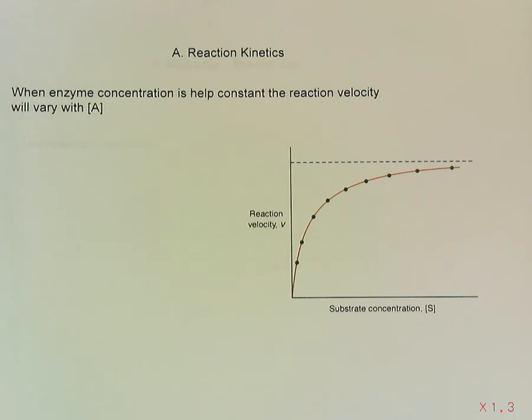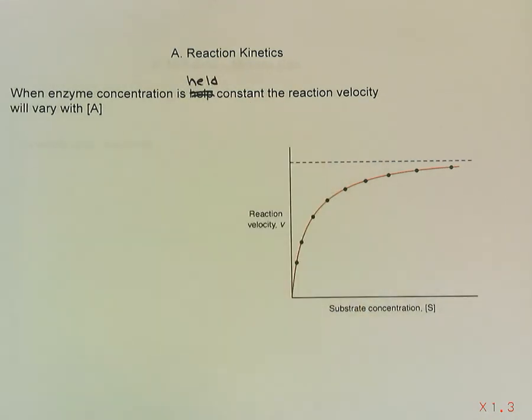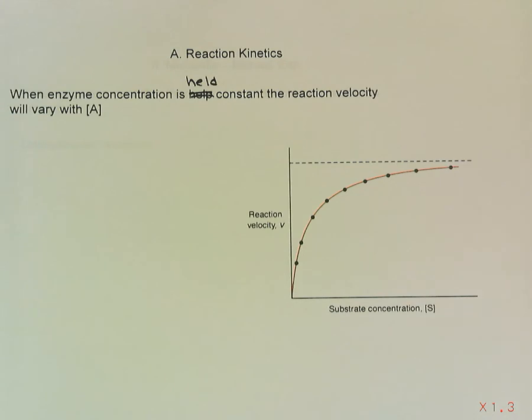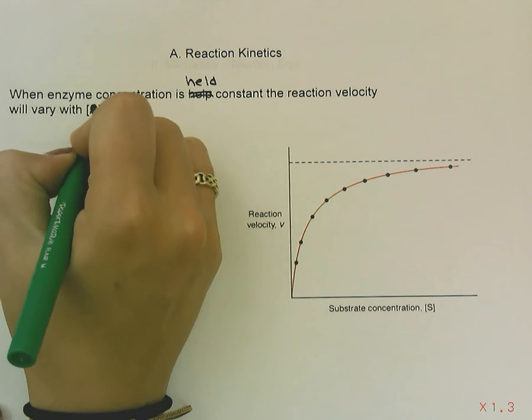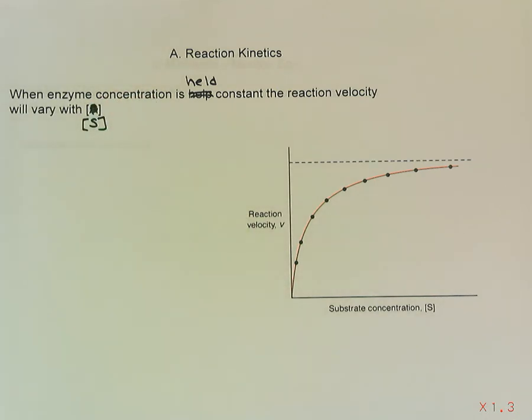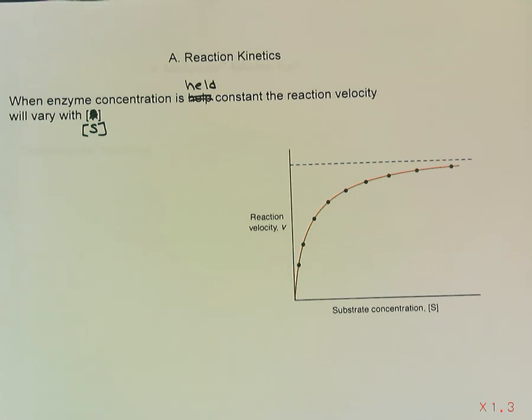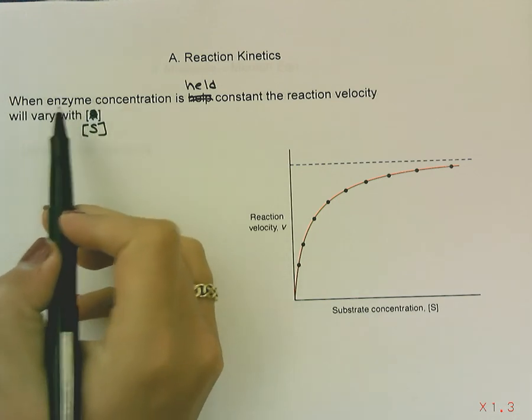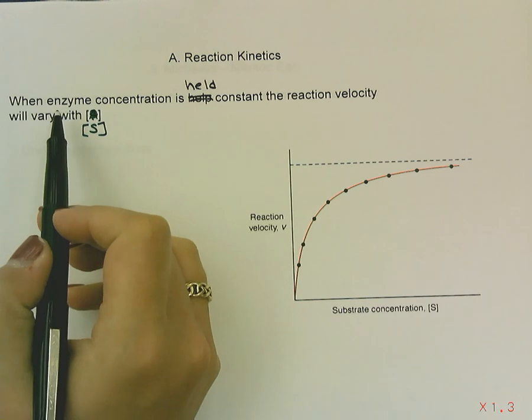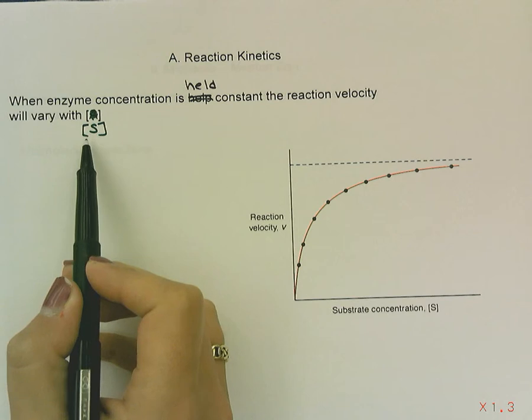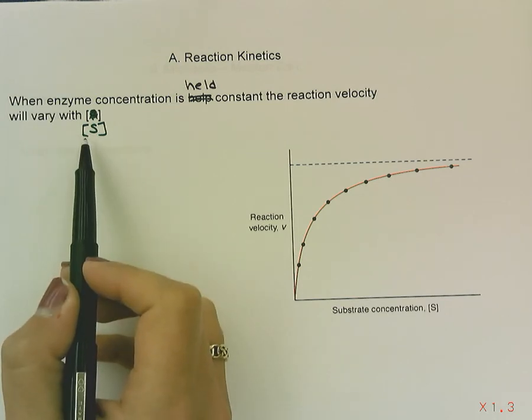So, reaction kinetics, continued. When the enzyme concentration is held constant, the reaction velocity will vary with S. I guess in the previous example I had it as S, so to be self-consistent, we'll make it S. So if I have a constant concentration of enzyme in my reaction, how fast the reaction goes varies on how much substrate it has to work with.